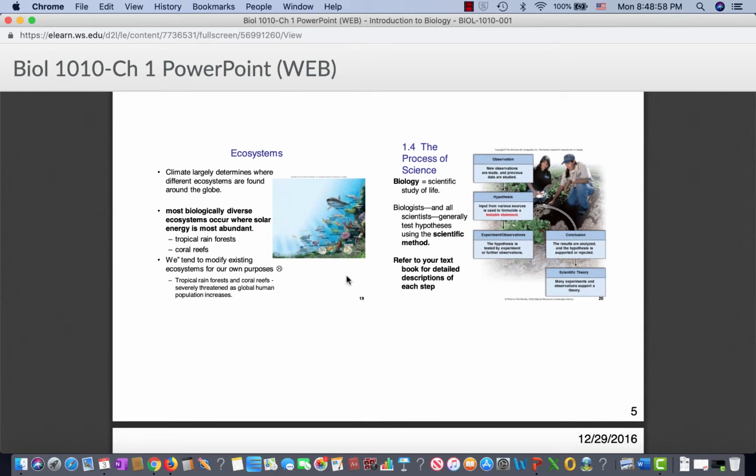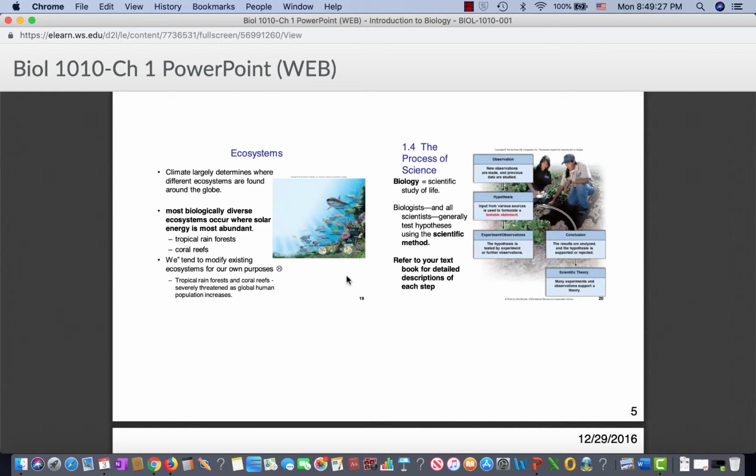Ecosystems, climate, largely depends on where ecosystems are found around the globe. The most biologically diverse ecosystems occur where solar energy is most abundant, which kind of makes sense if everything ultimately requires the sun for energy and you can't do anything without energy. Then where you've got the most sun, you have the most energy to do things. So this is typically like tropical rainforests and coral reefs.